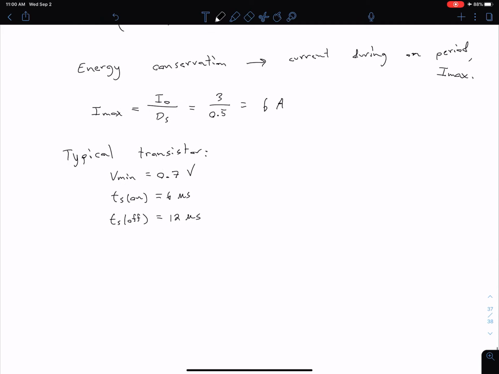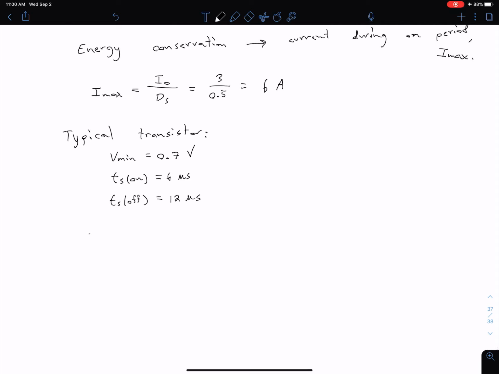So we can also select a switching frequency. Again, this is going to depend on your particular application, and we'll talk about why this higher frequency is useful in a little bit. So let's say we select a switching frequency of 20 kilohertz. Well, we can just invert that. 1 over 20 kilohertz is going to give us our switching period, which is equal to 50 microseconds. So with all of this information, we now have enough to plug into that power dissipated equation.